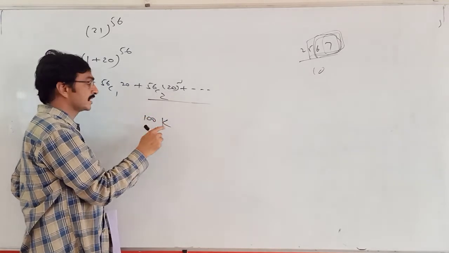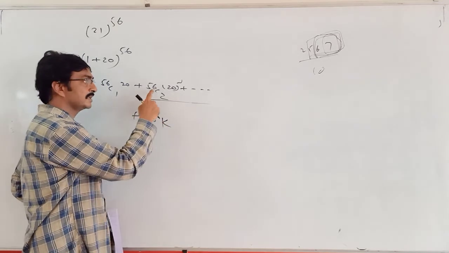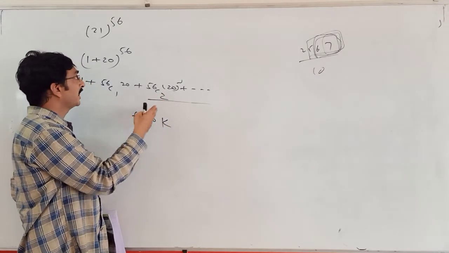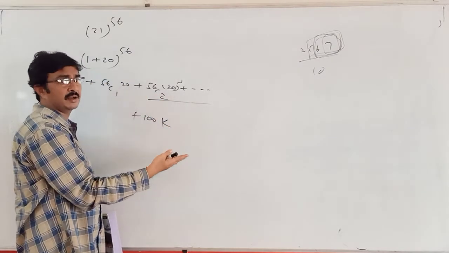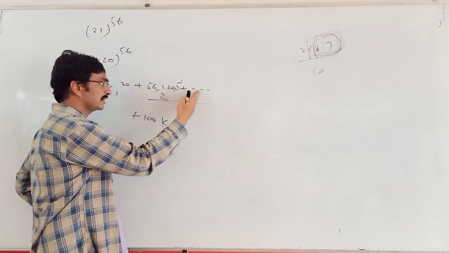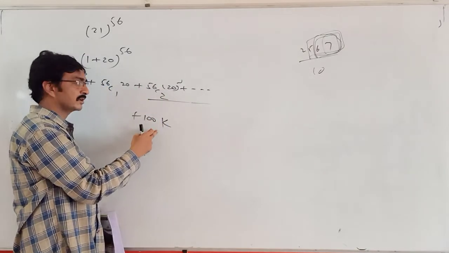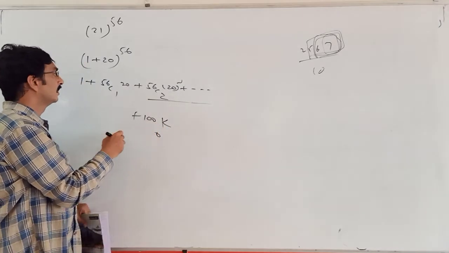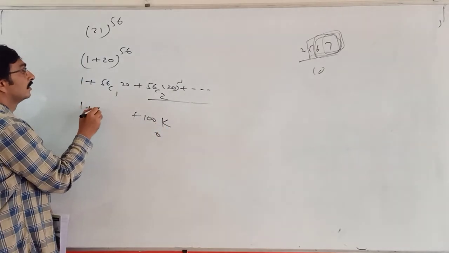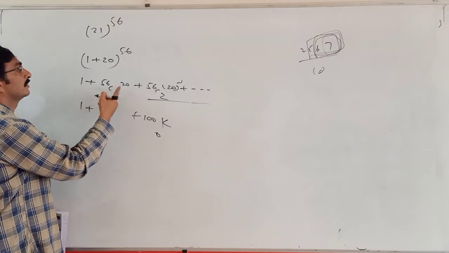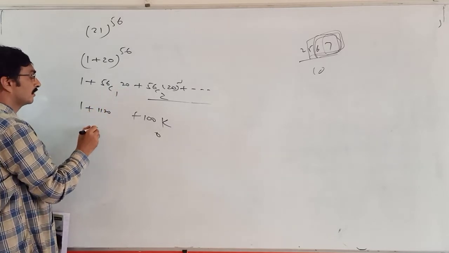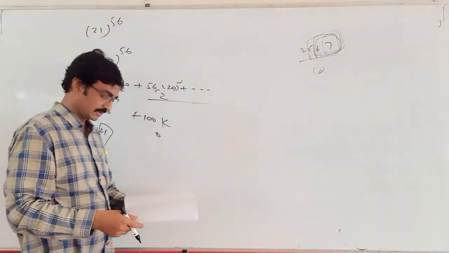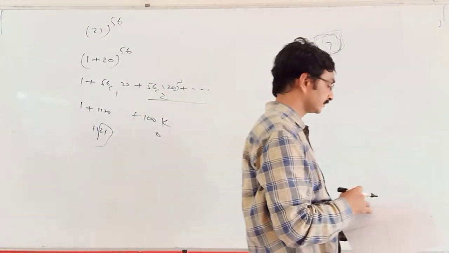So we get some integer, 100k. Now I am finding the remainder of this one when divided by 100. This part is a multiple of 100, so the remainder of this part when divided by 100 is 0. Now required: 1 plus 56 into 20. 56 times 2 is 112, so 1121. Now the last two digits are 21. Okay.